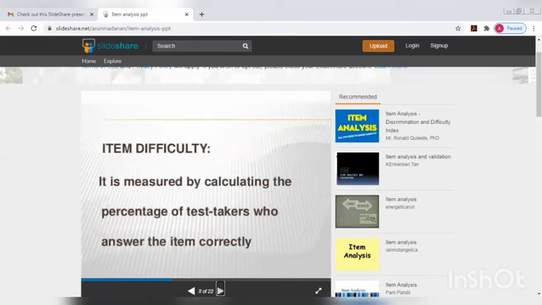So what is item difficulty? In item difficulty, we need to measure by calculating the percentage of the test takers who answer the item correctly. By the term item difficulty, don't think that this is something about the difficulty level you have to analyze. You measure by calculating the percentage of test takers who answer the item correctly. How many questions are included under that test, and how many items the students are able to answer. From that you can find the item difficulty.